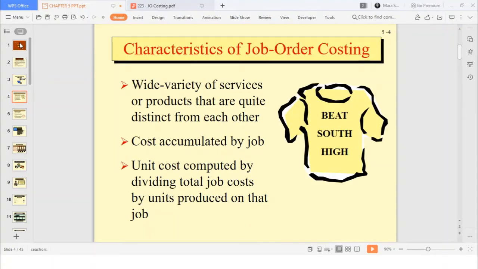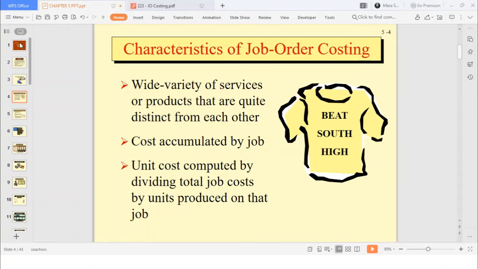So when we say job order costing, these are the following characteristics that you should look out for. In job order costing, there is a wide variety of services or products that are quite distinct from each other. Take note of the word distinct, and then its cost is accumulated by job, and the unit cost is computed by dividing the total job cost by the units produced on that job.